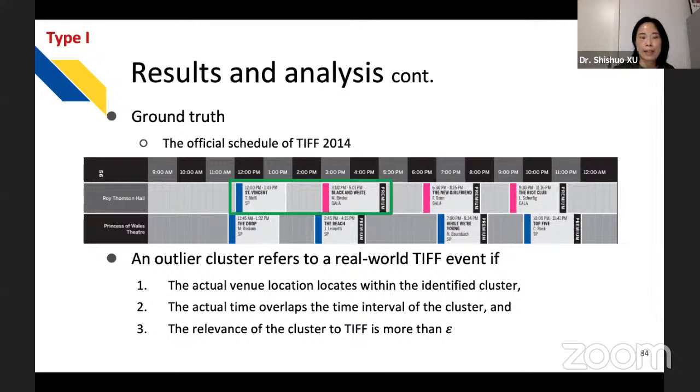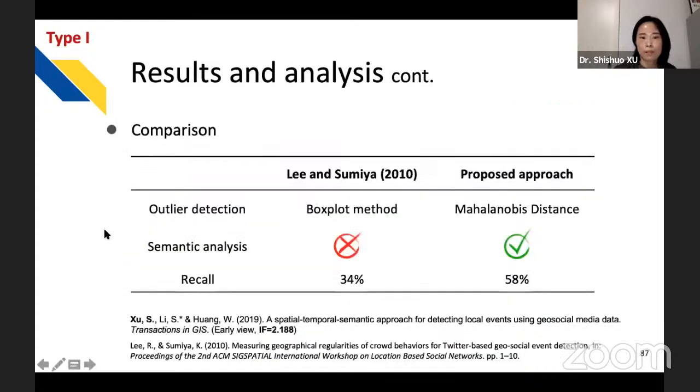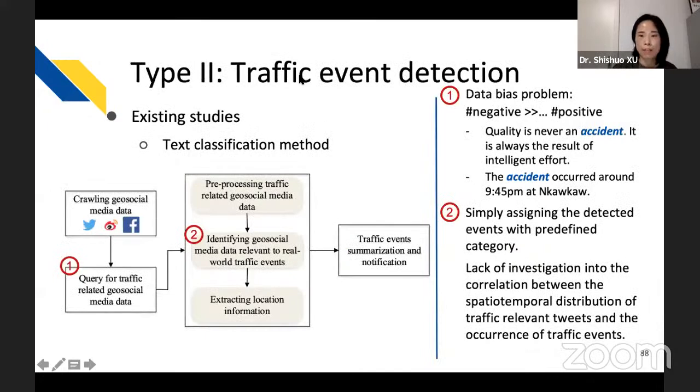And to evaluate the performance of our proposed method, we compare the detection results with the official schedule of TIFF. So here are the results, and we can see the research can reach around 90% accuracy. We further did a comparison experiment with existing studies, and it shows the accuracy can be improved by around 24%. The second type is about traffic event detection.